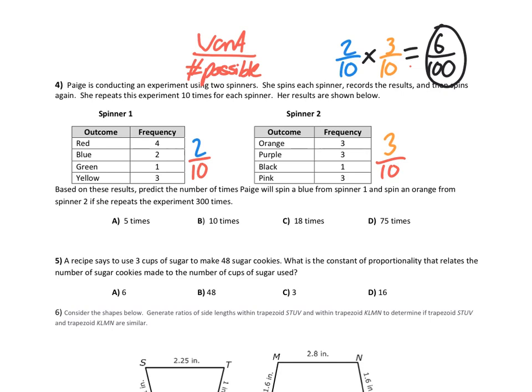But here's what we want. We want to know if she does this experiment 300 times. So the probability is 6 out of 100. So I'm going to set up a proportion for if I did this 300 times. Well, I can just scale up on this, which will make my life a lot easier. To get from 100 to 300, I have to multiply by 3. So if I do 6 times 3, that would give me 18 times. So if she does this experiment, I would expect her to land on blue and orange at the same time 18 times.